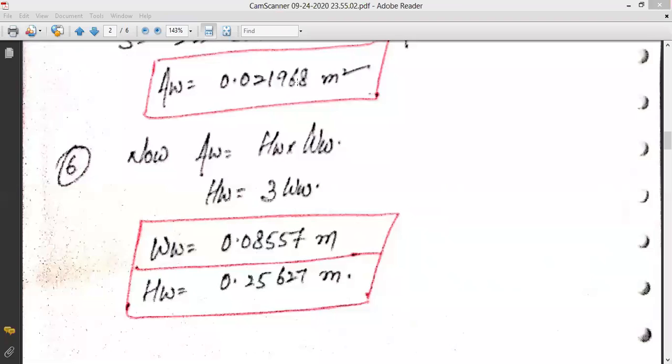In this case, we know that the height of the window upon the width of the window lies between 2 to 3, but here the height of the window is given as 3 times the width of the window. Based upon that, you can get the values of WW and HW.